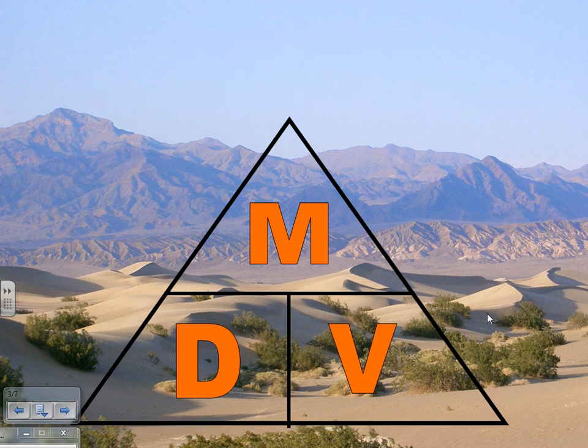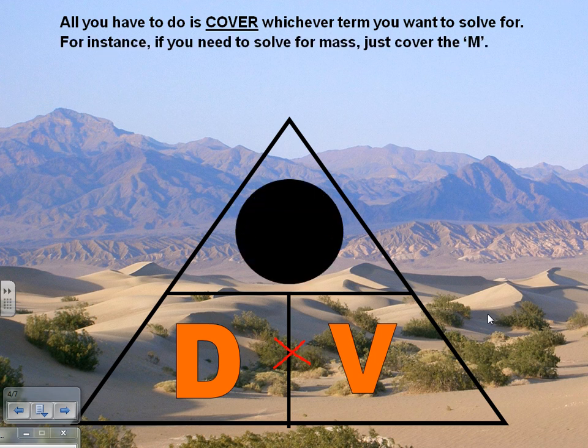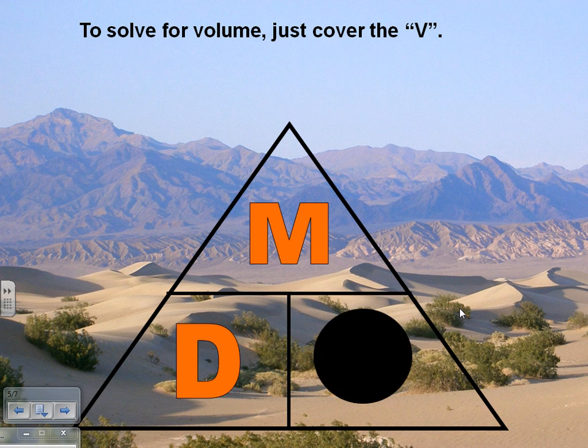How do we use it? It's actually quite simple. Whichever variable you're trying to solve for, you just use your thumb and cover it right up. For example, if you're trying to solve for mass, cover up the mass, and you'll see that you have density next to volume. So mass equals density times volume. What if you're trying to solve for volume? Cover up the V. What are you left with? Mass over density. If you have one on top of the other, that's division. Therefore, volume equals mass divided by density.